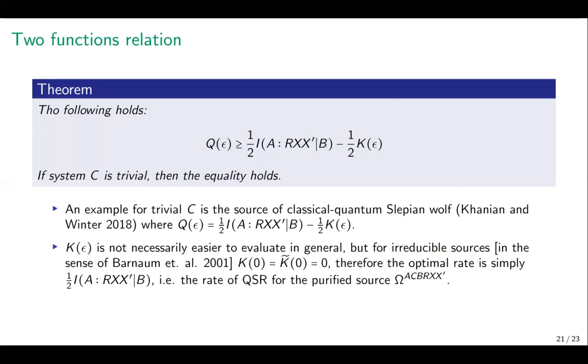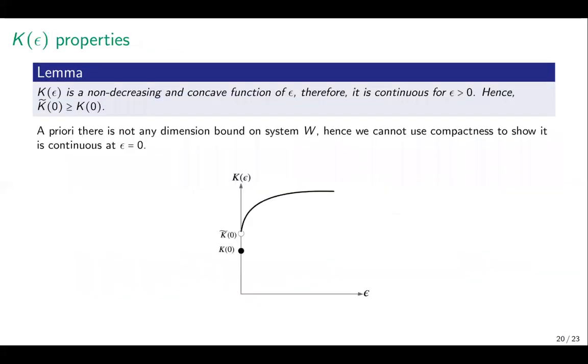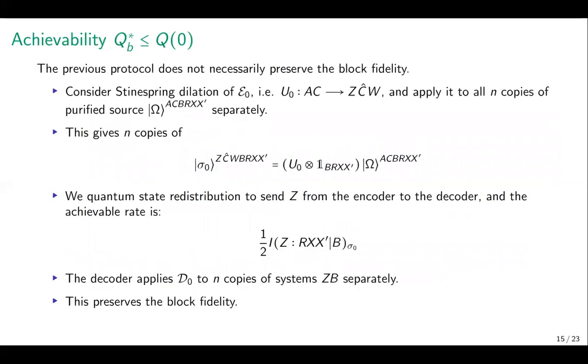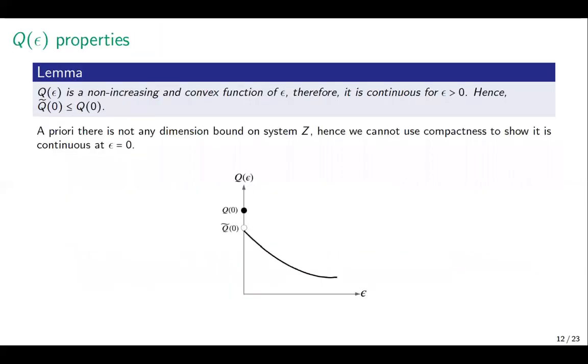And since it is continuous at 0, from the properties of this function here, maybe it is good to recall that. So since it is continuous, we can obtain that the optimal rate is equal to Q of 0.